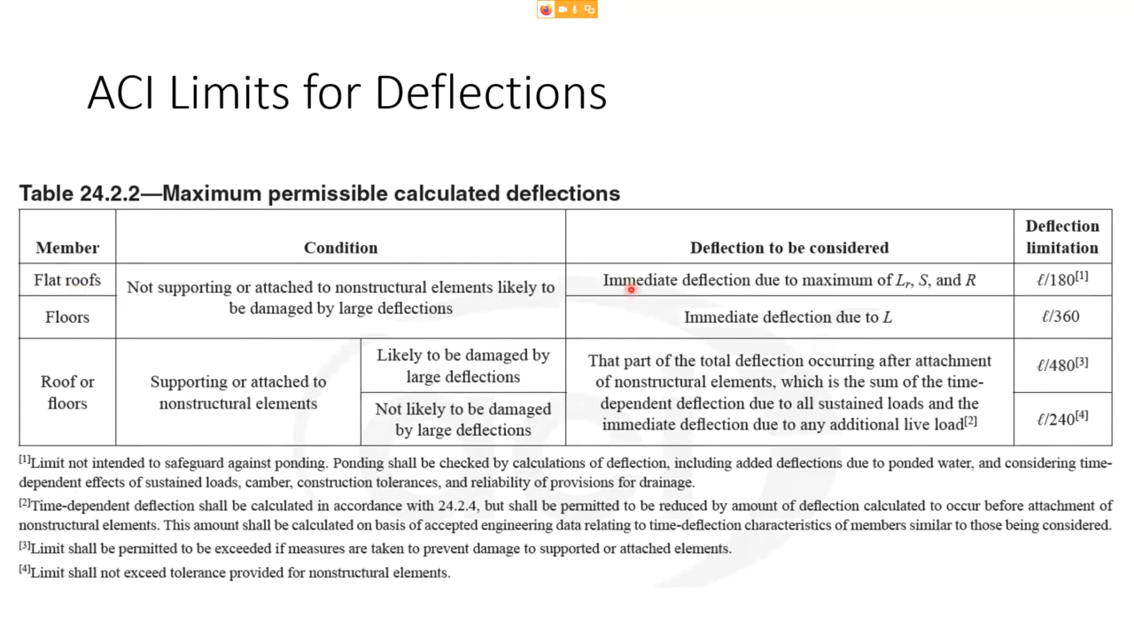If you have a roof member, you take your deflection due to the maximum of whatever your live roof load is, your snow load, or your rain load, and you compare that against this maximum limit. For floor beams inside the building, we just take the immediate deflection due to the live load and compare it against its limit. Later on, we'll look at long-term deflections compared against these two limits, but I don't want to get too far down the rabbit hole with this. We'll talk about these two on Friday. But today we're going to look at this limit because we're going to be looking at a floor beam.